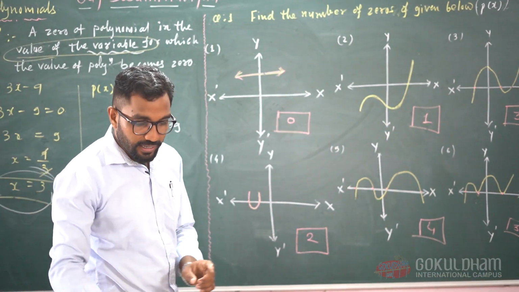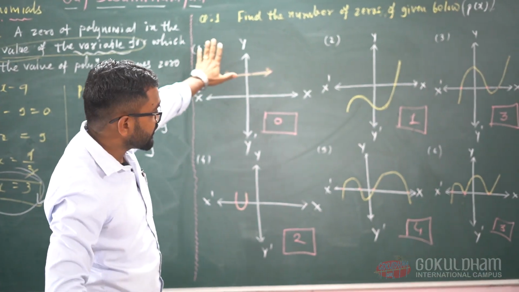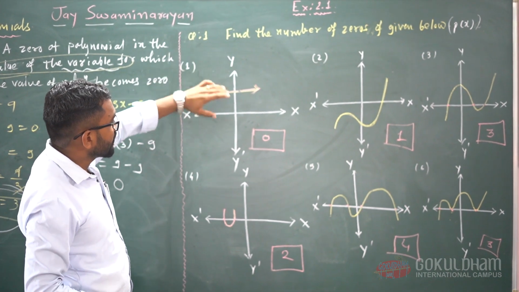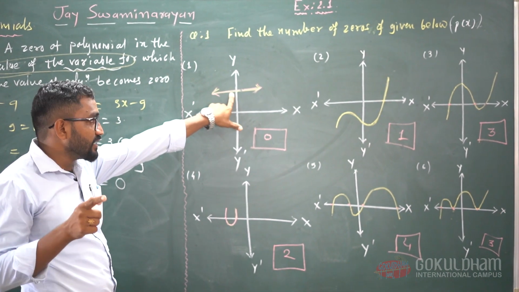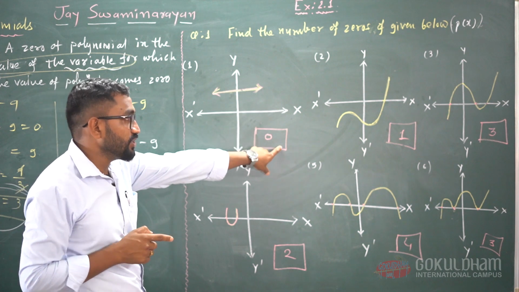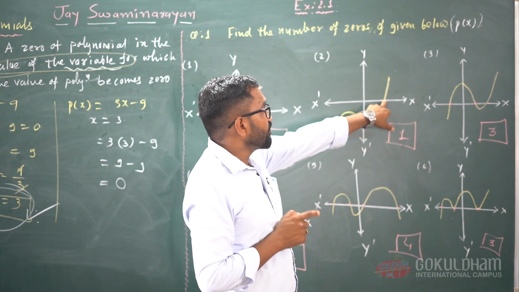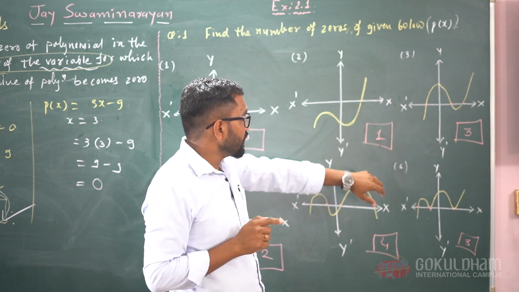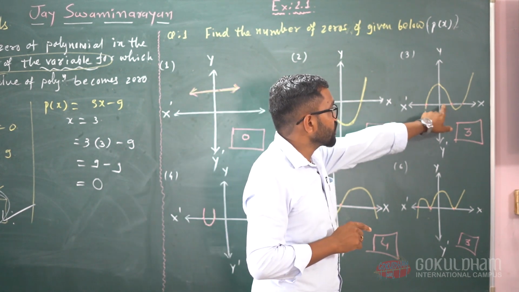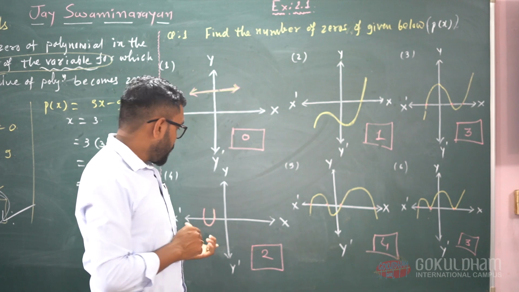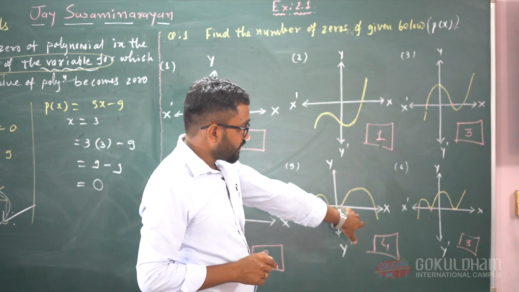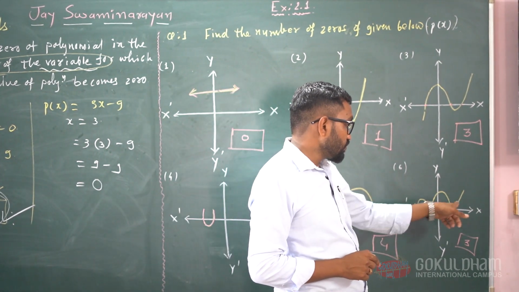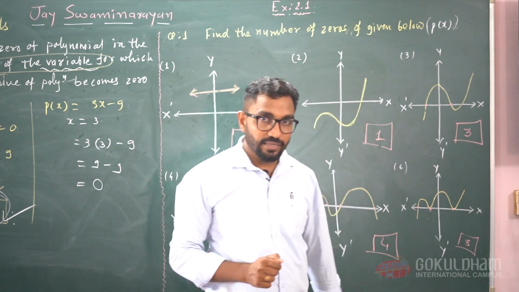Now again I repeat all 6 examples. First one: it does not intersect the x axis, therefore the number of zeros is 0. Here only one intersection with the x axis, 1 point. Then 3, therefore 3. Then 1, 2, 3, 4, therefore 4. Then 1, 2, 3, therefore 3.